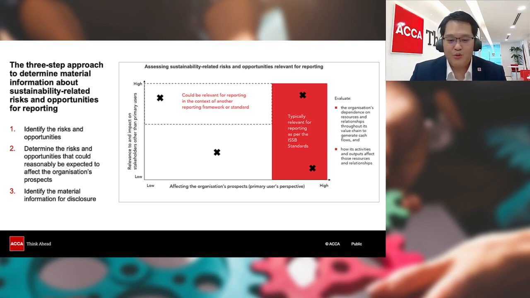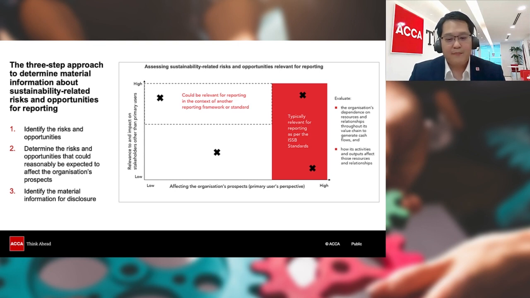Then, in step 2, you assess whether the SRROs could affect the organization's prospects. To do this, you evaluate the organization's dependence on resources and relationships along its value chain to generate cash flows and how its activities and outputs affect those resources and the relationships. Then, prioritize the risks and opportunities that could reasonably be expected to affect the organization's prospects. You will notice that step 2 is heavily subjective and often requires judgment. Therefore, you may want to validate the organization's SRROs with stakeholders.